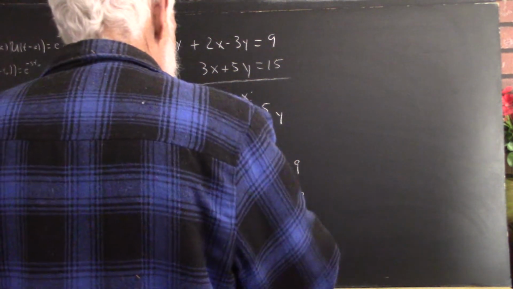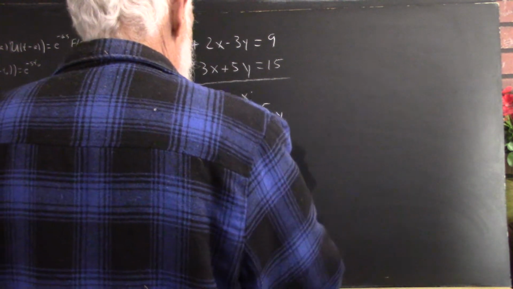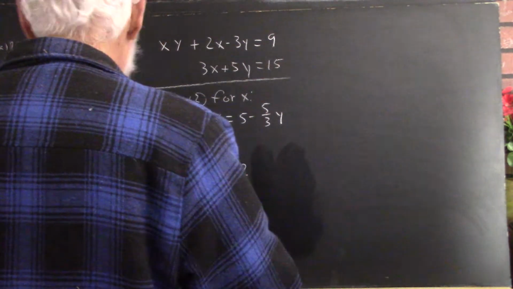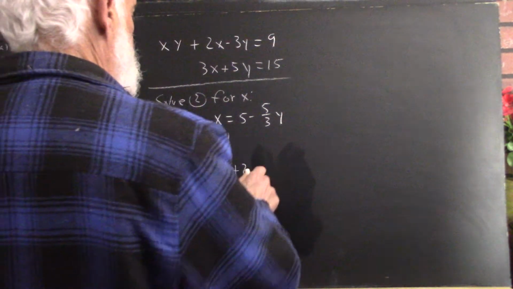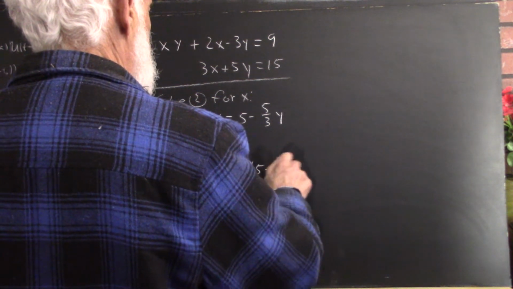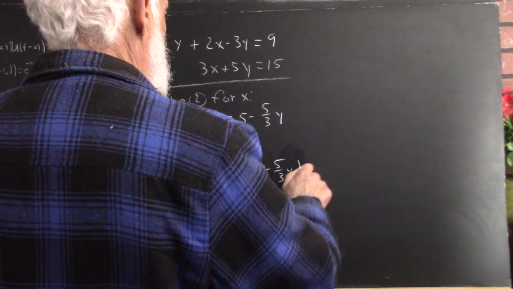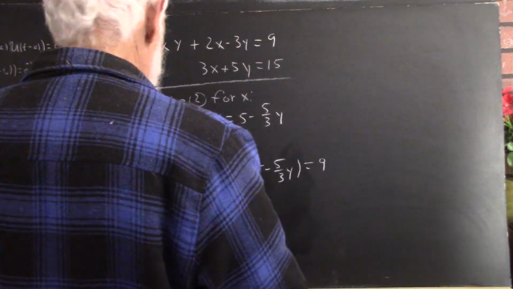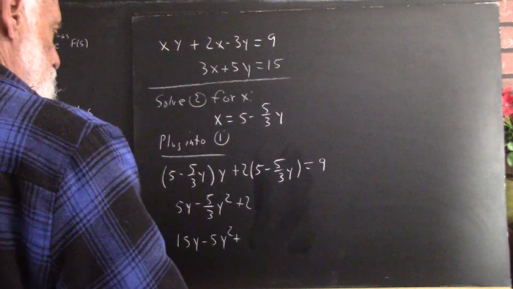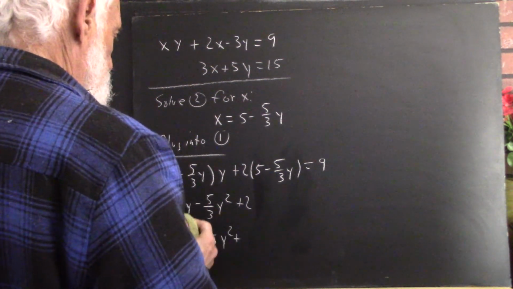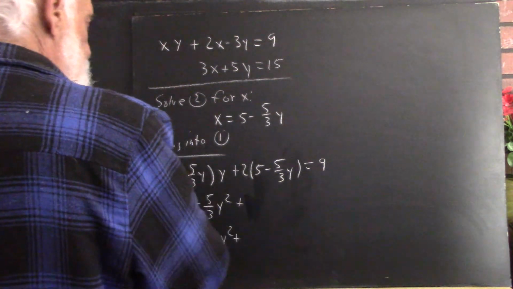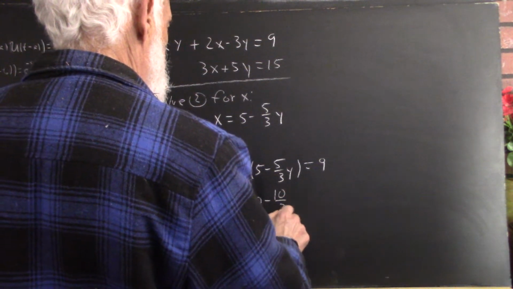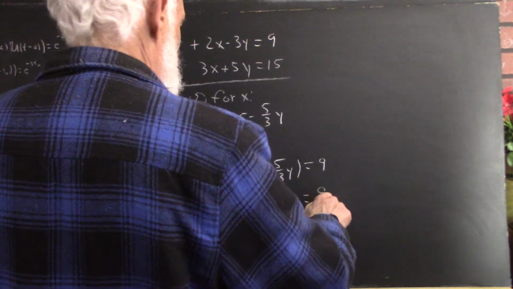So I'm going to have to correct that. Okay, so we have 2 times quantity 5 minus 5/3 y equals 9. And then we distribute here as well as over here. And we get 10 minus 10/3 y still equal to 9.